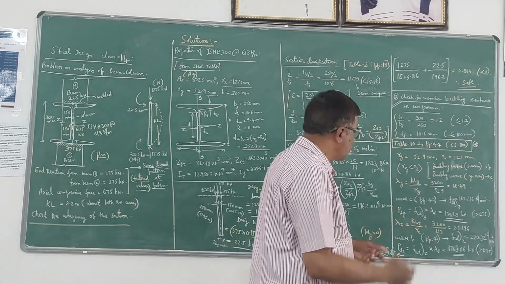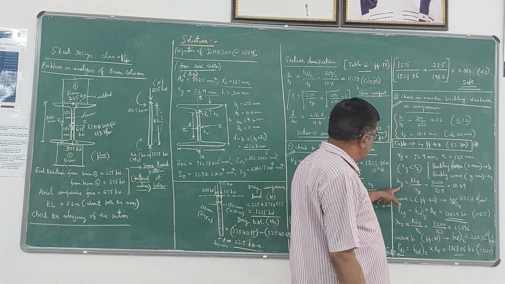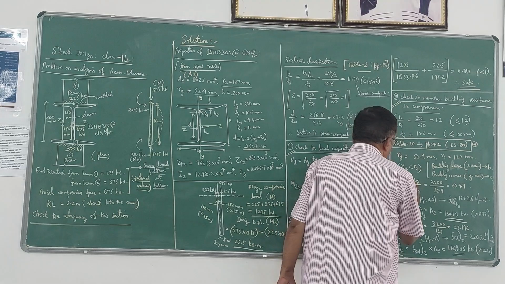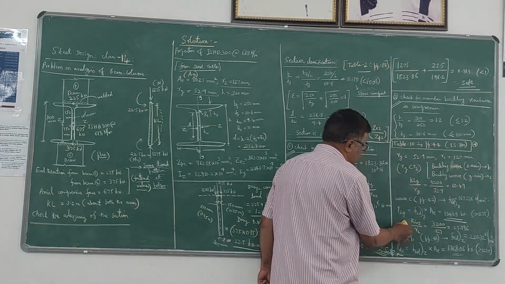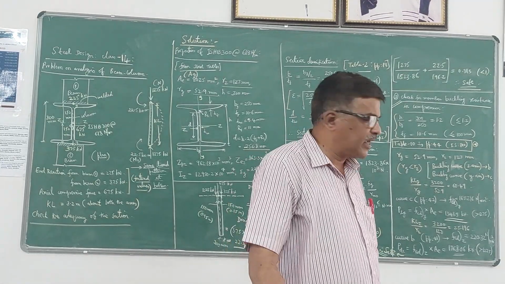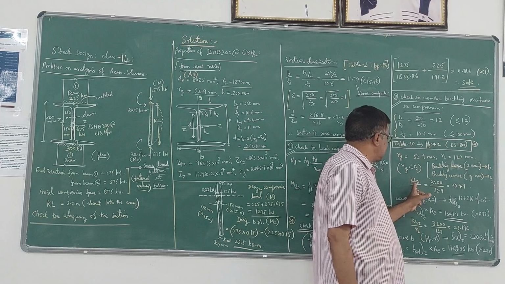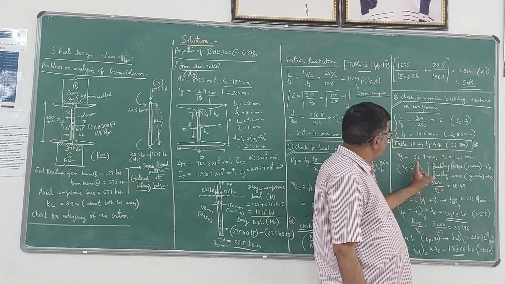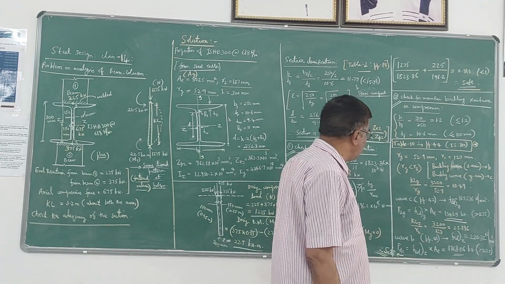Now let us check for both. Take lambda y, or you can just take the ratio, because one more term we are going to use later. So take the ratio KLy by ry. KLy is the effective length in the y direction, 3200 mm, 3.2 meter, divided by ry, which is 52.9. The ratio is 60.49. This is a standardized ratio.